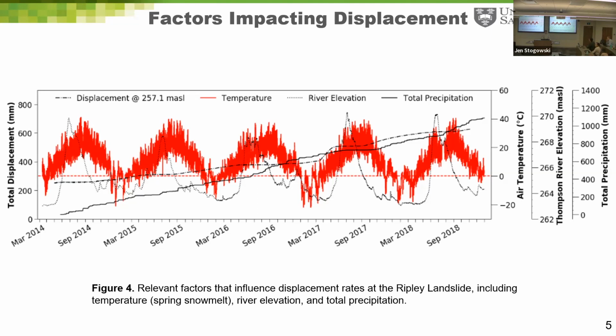However, this pattern was not observed during the most recent reactivation of the landslide. Displacement was minimal in the fall and didn't accelerate until February. At this time, the river level was near its seasonal minimum, but was actually increasing when the movement started to accelerate.